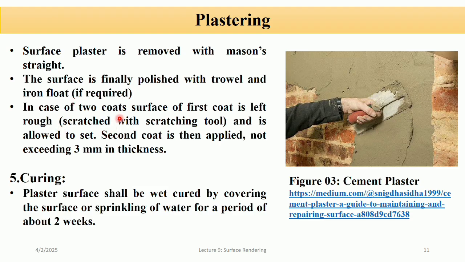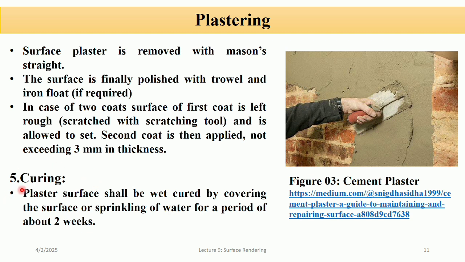And in case of 2 coats, the first coat is prepared as described above, with the only difference that it is not polished. Before applying the second coat, the first coat is allowed to sit, but it should not become dry, and it is roughened with a scratching tool to provide a key to the second coat. The second coat is applied in a thin layer not exceeding 3 mm in thickness, within 48 hours after applying the first coat.